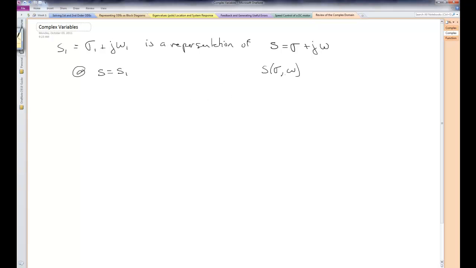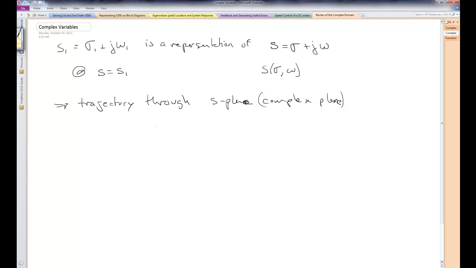So we can vary sigma and omega to vary s. And so this creates the notion of a trajectory through the s-plane, or remember the complex plane. Should be an e there. I think I left the e off the other one.